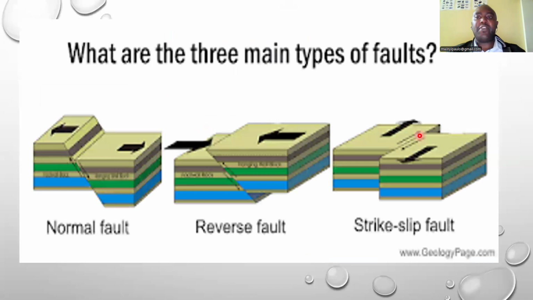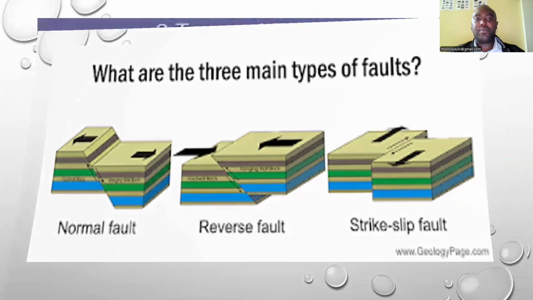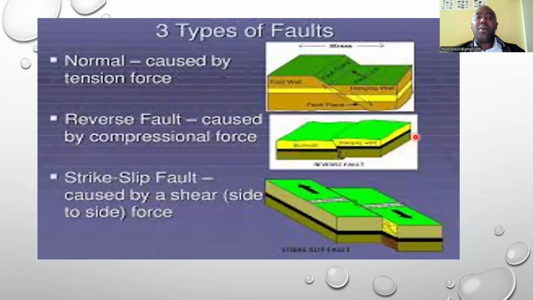There are three main types of faults, as you can see. One, we've got the normal fault, we've got the reverse fault, and the strike-slip fault. Those are the main types of faults. Normal faults are caused by tension force. Reverse faults are caused by compressional force. The strike-slip fault is caused by a shear force, that side-to-side force.